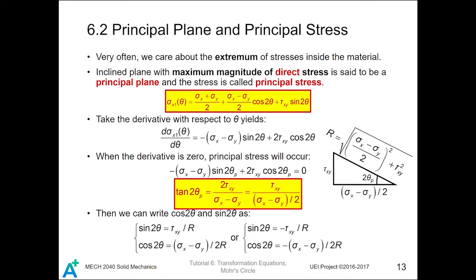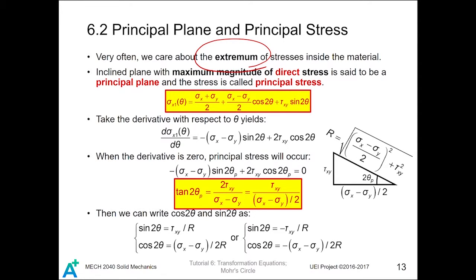After talking about the transformation equations and the special cases involved, let's try to introduce the concept of principal plane and the principal stress. Very often we care about the extremum of stress inside the material. For example, the maximum stress, because we care about the impact of stress inside the material and we have to calculate what is the maximum inside such that we can really choose the correct material that we want.